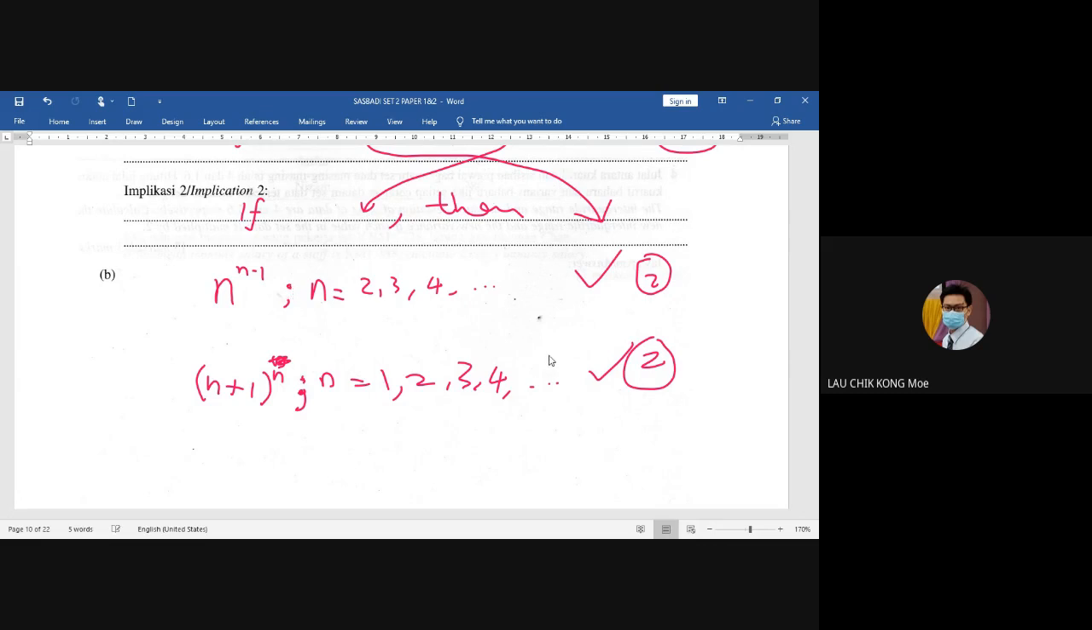Okay, so we have 2 answers for this question. If you do n power of n minus 1, the n should start from 2. If you do n plus 1 power of n, the n should start from 1. Okay. Congrats. Many of you can do it. Very good.